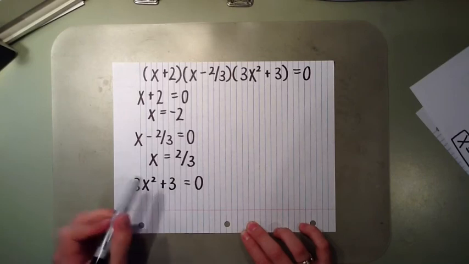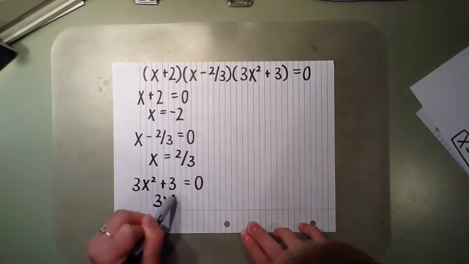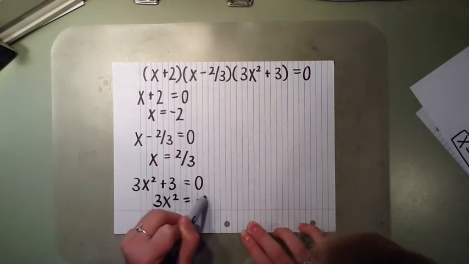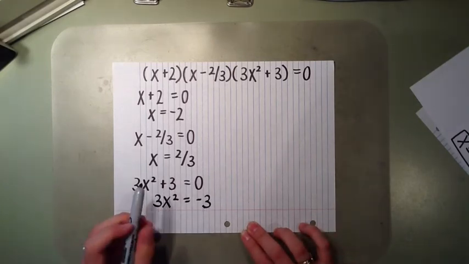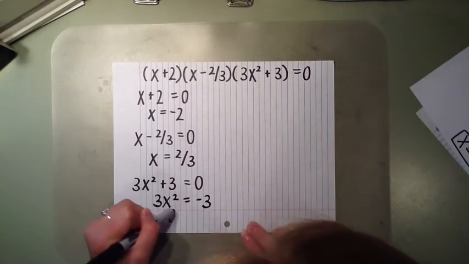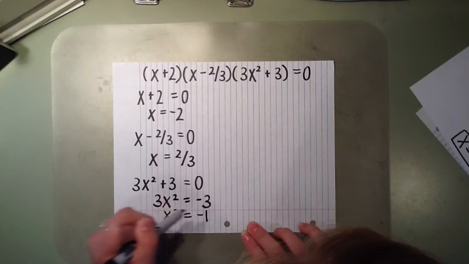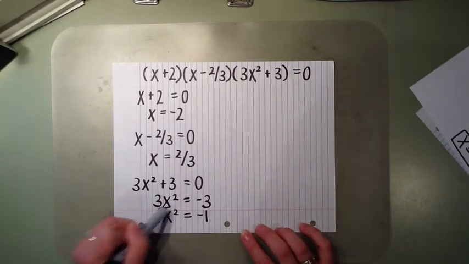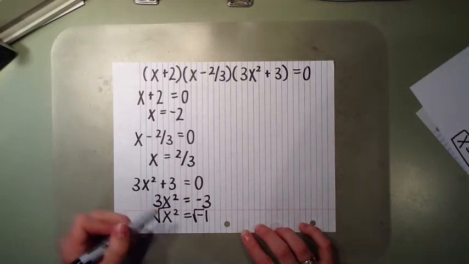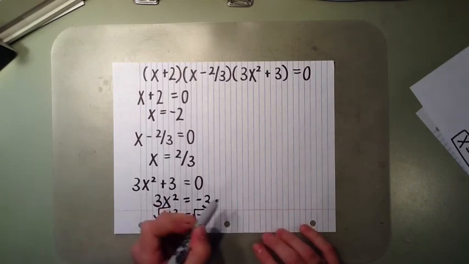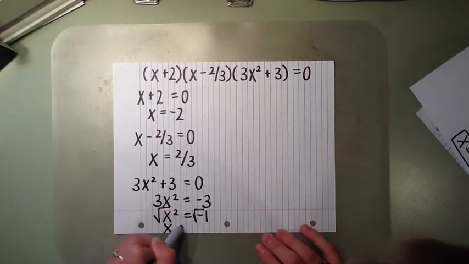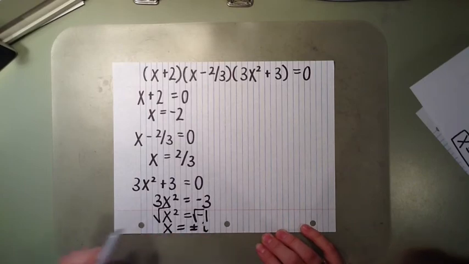First we subtract 3 to get -3. Divide by 3, get x squared is equal to -1, and do the square root to both sides to get that x is equal to positive or negative i.